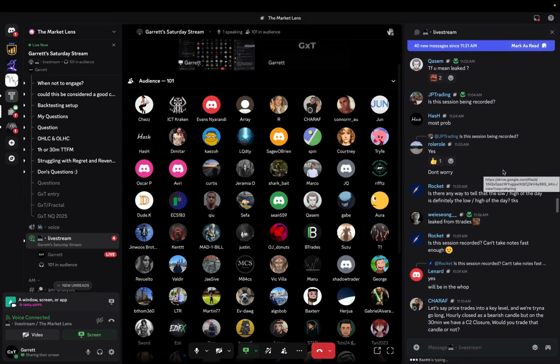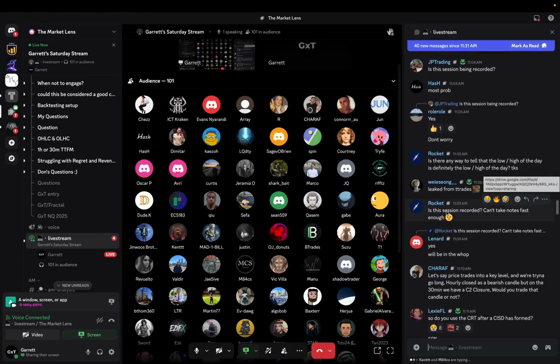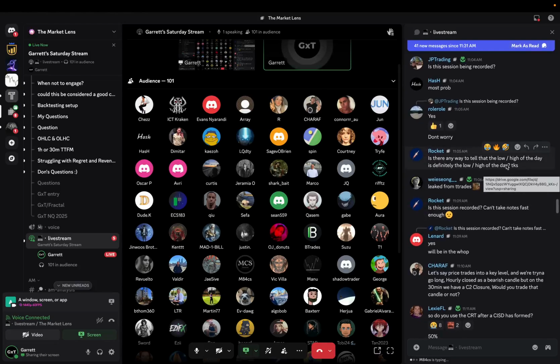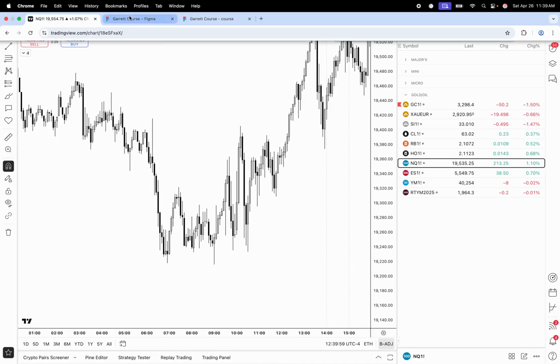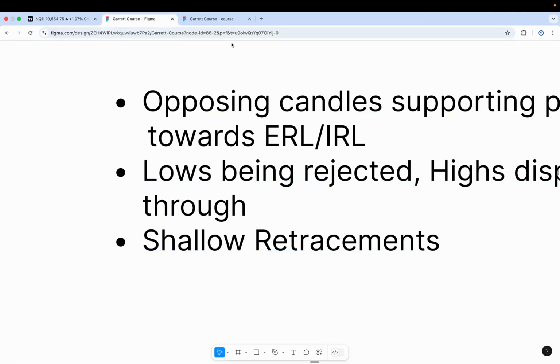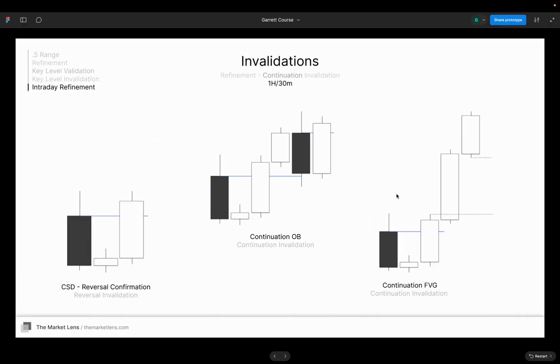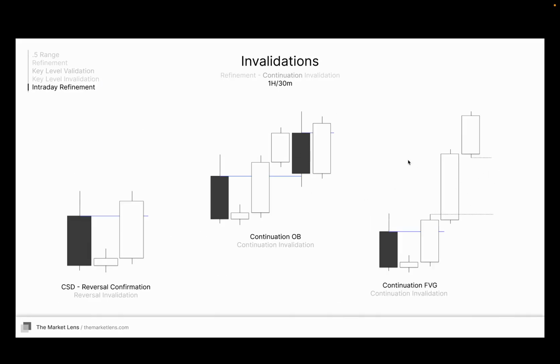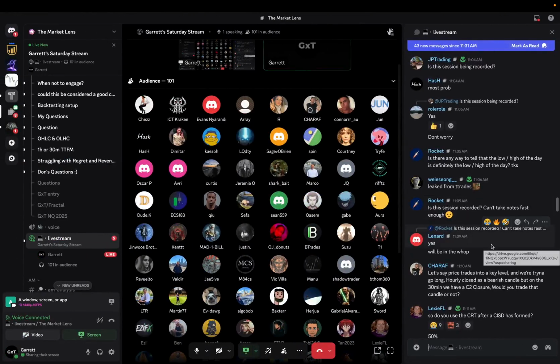Let's continue. Is there any way to tell that the low or high of the day is definitely the low or high? So this is when price trades into a relevant level and then gives you a reversal signature. That's why it's important for price to expand away. And then it's going to create these invalidation levels for continuation, right? So like this. It's going to create these invalidation levels for continuation, and these need to hold. And then what do we want to see? We want to pair that with the driver. So when the driver starts to expand away from that, that's how you know. That's how you confirm narrative, right?